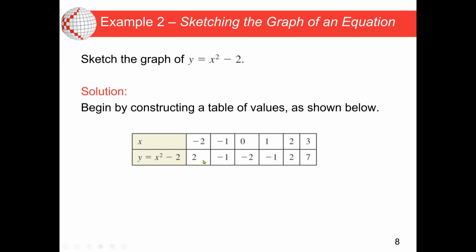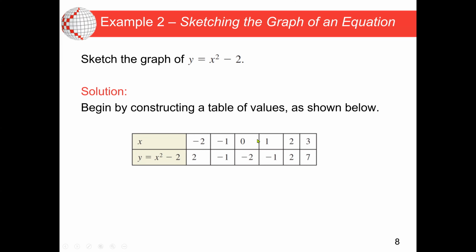4 minus 2 is 2. For -1, we get +1 minus 2, which is -1. When it's 0, we have 0 minus 2, so it's -2. And when it's 1 again, we get -1. When it's 2, we get 2. And then when it's 3, 3 squared is 9. 9 minus 2 will give us 7.